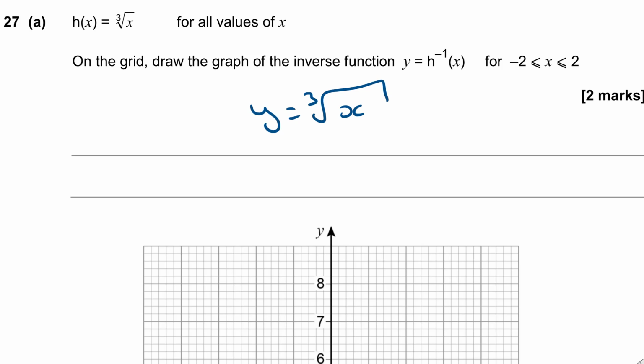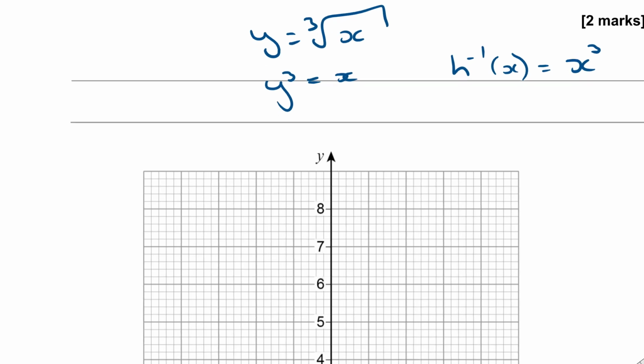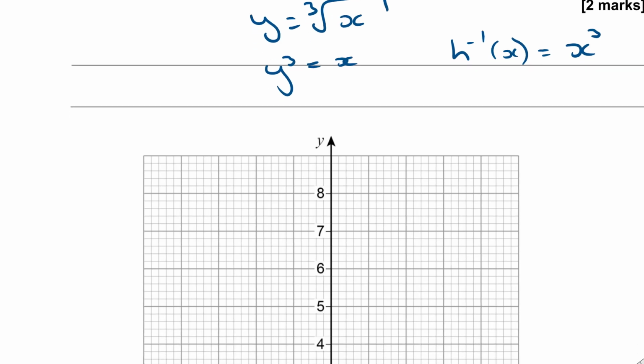I need to cube both sides, don't I, to get x by itself. So y cubed will be equal to x. So I can say that the inverse function h to the minus 1 of x is going to be x cubed. So I need to draw that function y equals h to the minus 1 of x between -2 and 2.